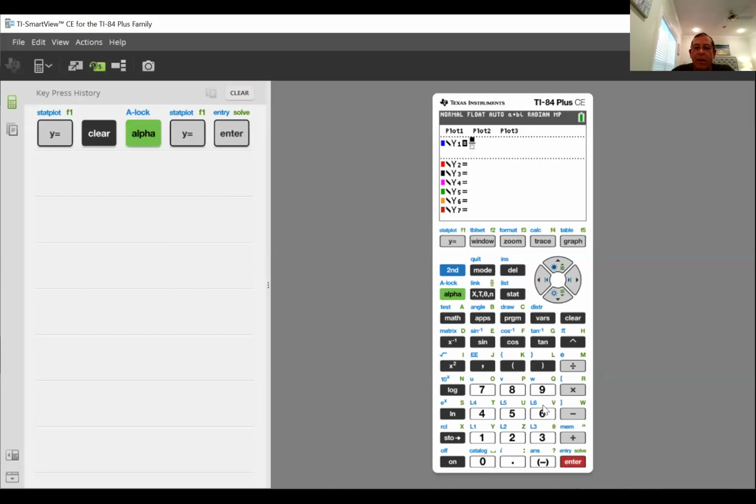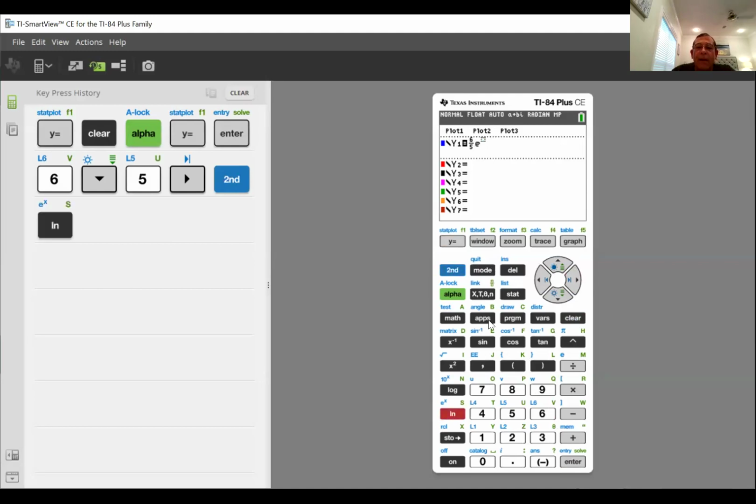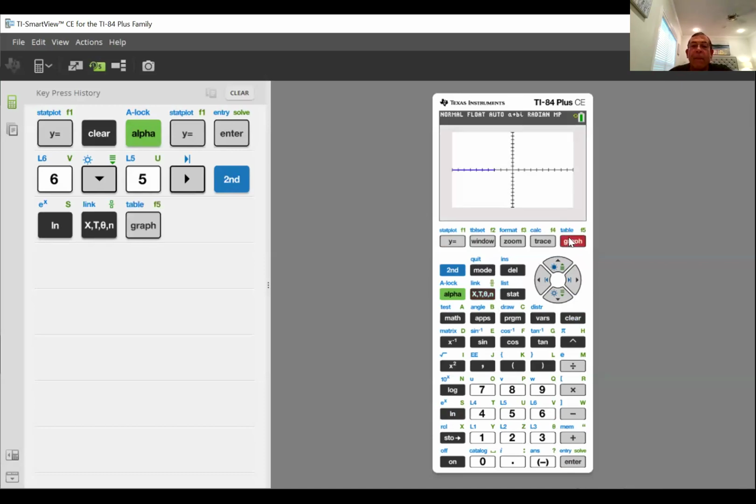So I had 6 on top, 5 on bottom. Then I'm going to arrow right, and I'm going to use the E that's on the LN. So I'm going to hit second LN to pull up my E, and then I'll put in my X for the exponent. So now I got my 6/5 e to the x. I'm going to graph that and see what I get. So y'all look, since the e was in front of the x, it still looks like it's going uphill left to right. And it looks like it's crossing right at the 1 on the y-axis.